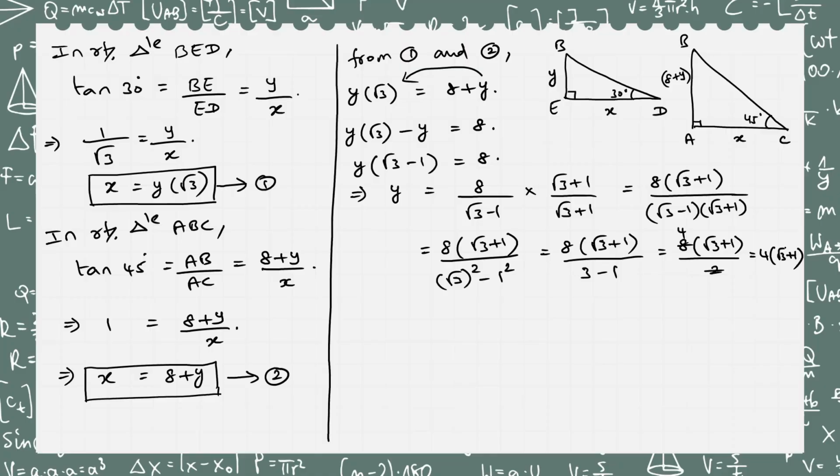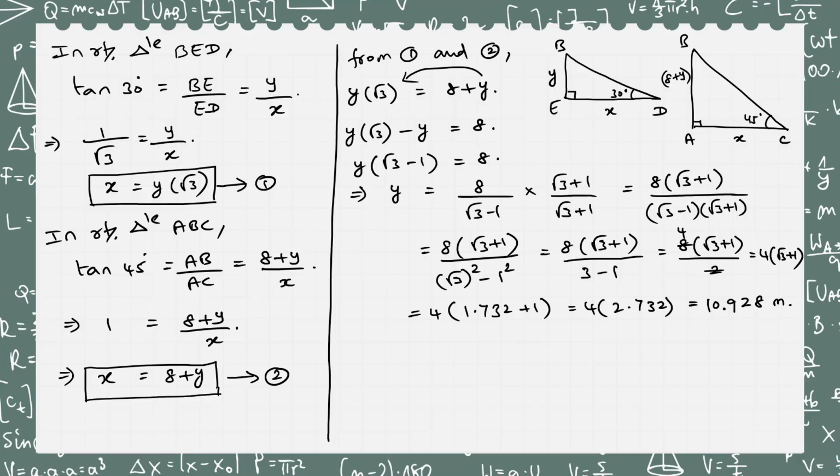Okay, and if we want, we can put the value of root 3 also, or we can leave it this way also. Let us put the value of root 3. 4 into 1.732 plus 1, that is equal to 4 into 2.732. Okay, and that will be equal to 10.928 meters, obviously. Okay, so y's value is here.